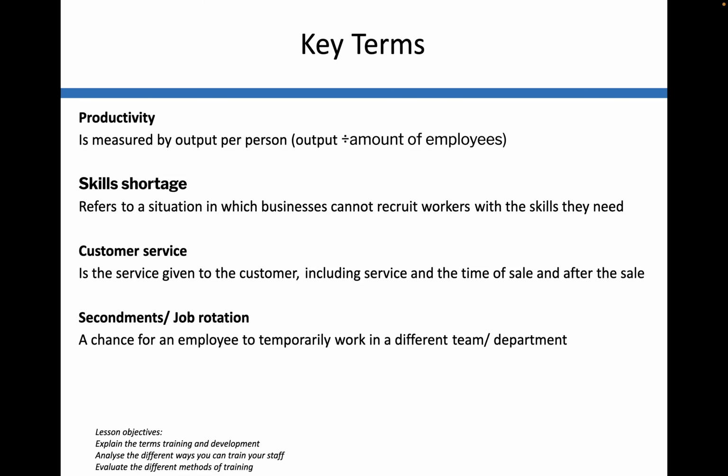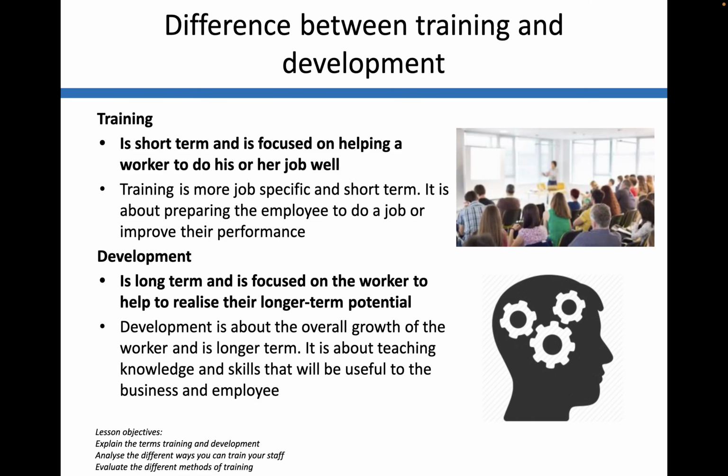Secondments or job rotation is a chance for an employee to temporarily experience another team or another department. For example, in a school, that could be a geography teacher teaching in the history department for a period of time. What is the difference between training and development? So training is more short term and it's focused on helping a worker to do their job well. Development, though, is more about the longer term, focusing on the long-term potential of that employee and making sure that they achieve their potential.